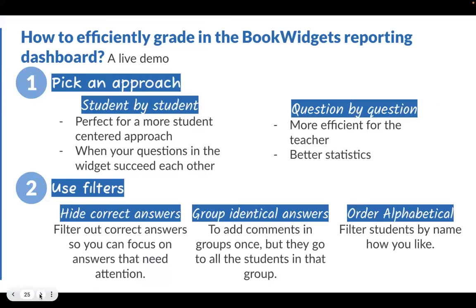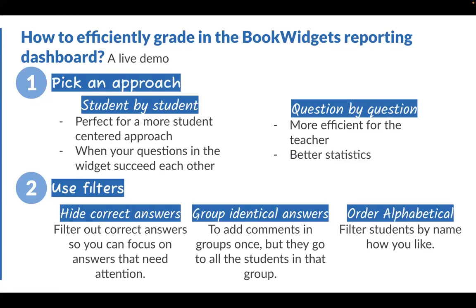Now, when you're doing grading in BookWidgets, and I showed you this a little bit in live mode, you can pick an approach. You can look at it by student. So if you notice, I went to Marta and then Javier to look at their whole answers. But then you could also navigate question by question. So seeing all of question 1, now all of question 2.